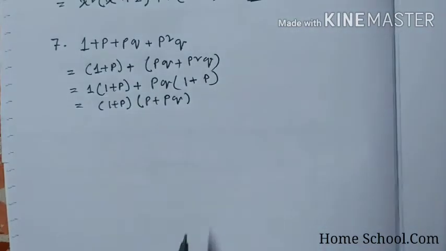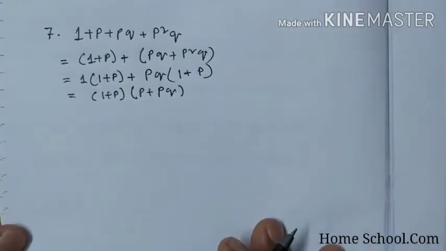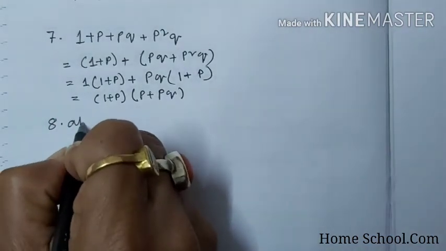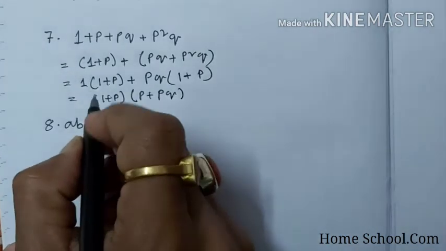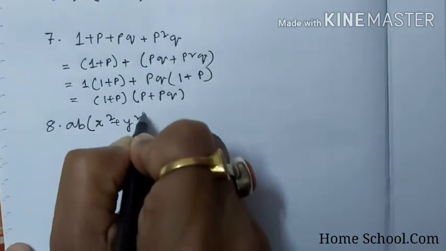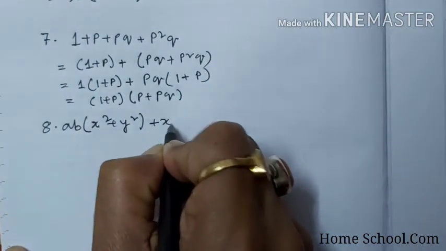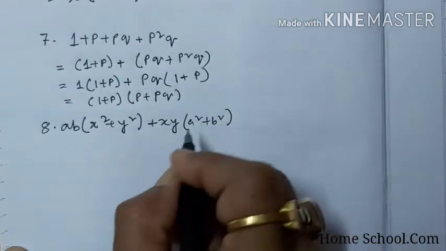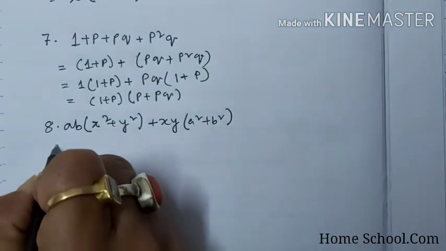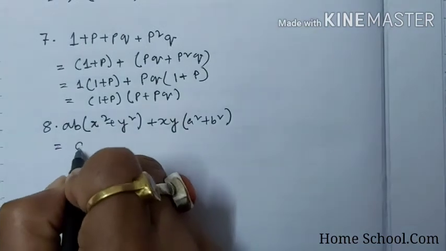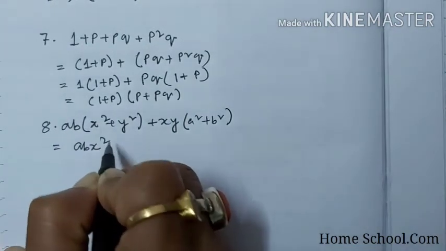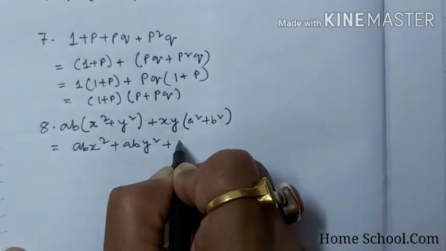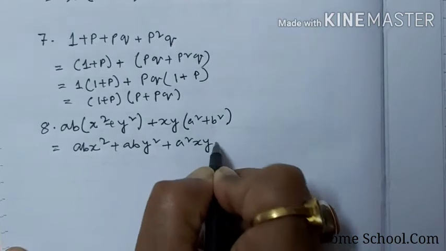Now let us take another beautiful example: ab(x square plus y square) plus xy(a square plus b square). If you just multiply this, it will become ab x square plus ab y square plus a square xy plus b square xy.